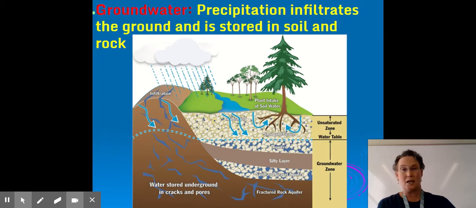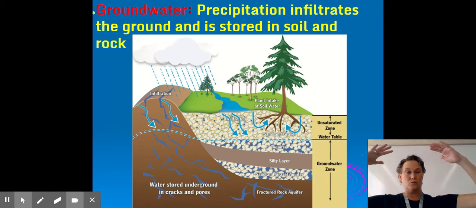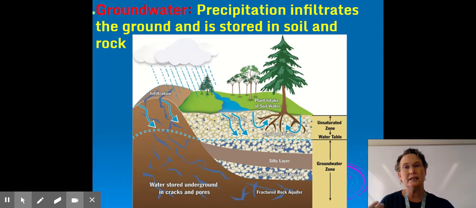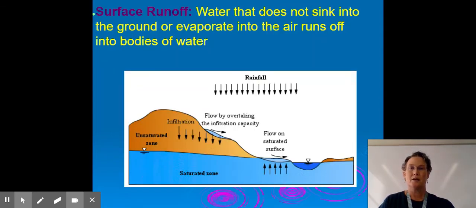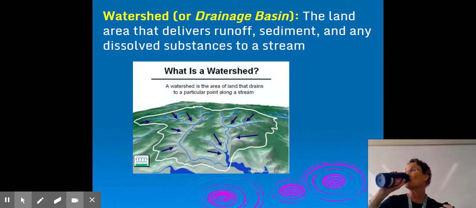Okay, so the first one we're talking about is the groundwater. And the groundwater is water that's in the ground. Hey, that's nice, right? So precipitation infiltrates the ground and is stored in soil and rock. The surface runoff is water that doesn't sink into the ground and it runs off into bodies of water. Please pause and look at these any more if you need them. The watershed or drainage basin is the land area that delivers the runoff, sediment, and any other dissolved substances to the stream.